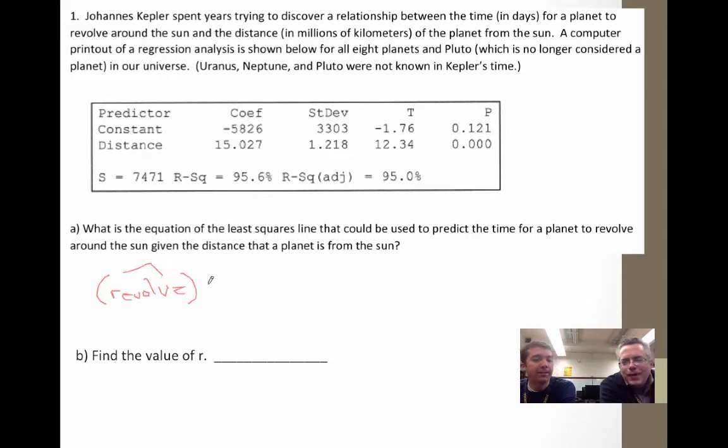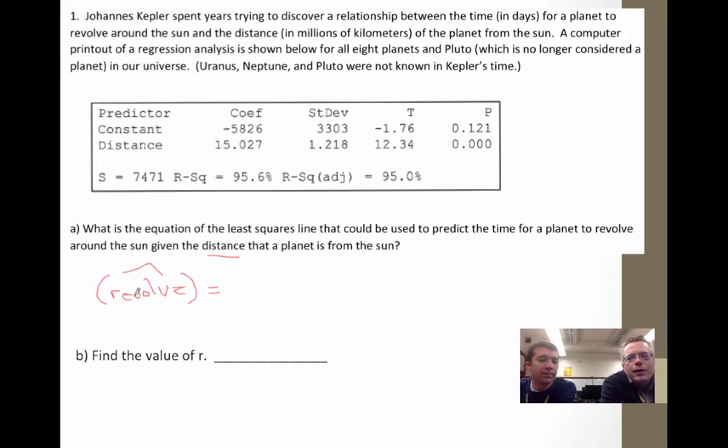That's the response variable. The explanatory variable would be the distance. I was writing the equation. It'd be how long a year is for each of these planets. A year is one revolution around the sun. So this is a prediction of how many days would be in the year if you're on these planets, based on the distance from the sun. Kepler was a genius.